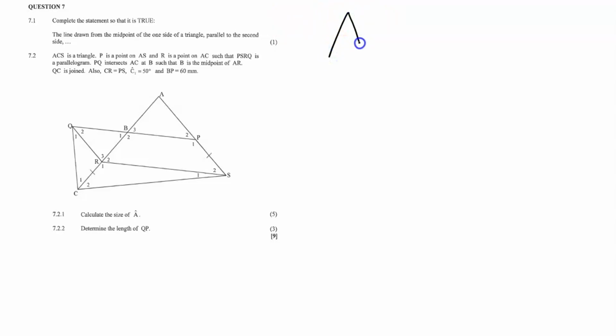So we've got a triangle there. Then they say the line is drawn from the midpoint of one side. So it's a midpoint. Then we draw a line like that. And then they say it's parallel to the second side. So obviously this one can be parallel to this one. So what does it do to this third side? So it obviously bisects the third side.